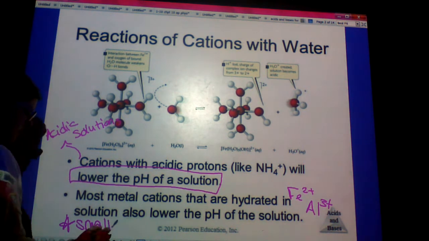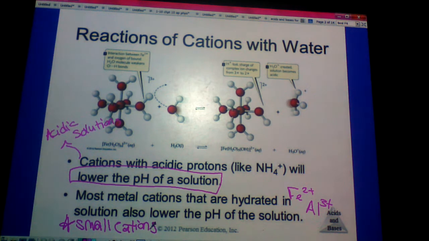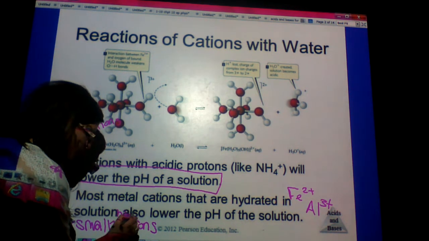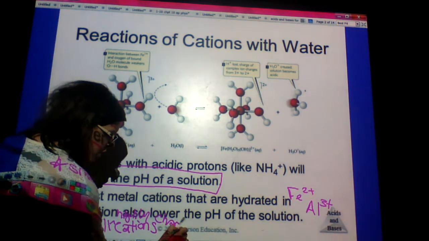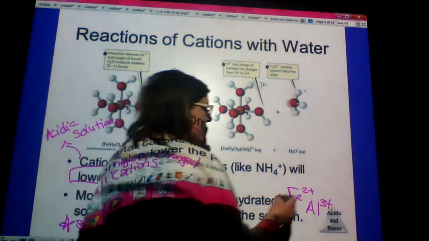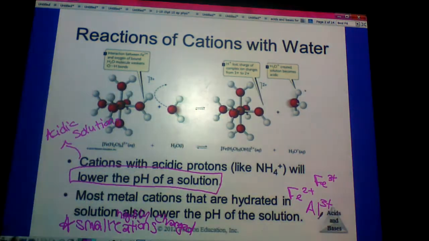I want us to add that small, highly charged cations can also lower the pH of a solution, and that's just something that we have seen experimentally. So Fe2+, Fe3+, those are small cations. Aluminum 3+, that's another small cation that has more positive charge. So those can also lower the pH.